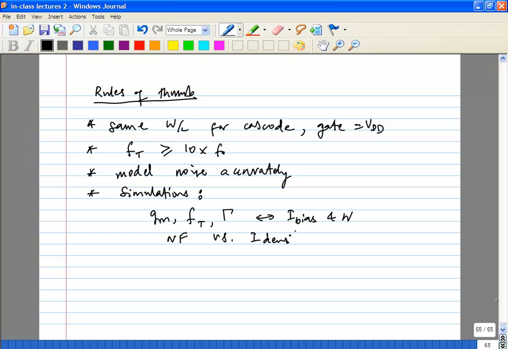So VGS minus VT is not a constant. VD sat is not a constant. Typically for analog design, we start with constant VD sat everywhere. Yes, but in this case, you would try to do the design more for I bias and noise.